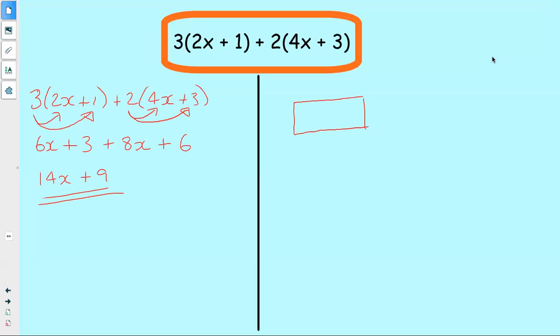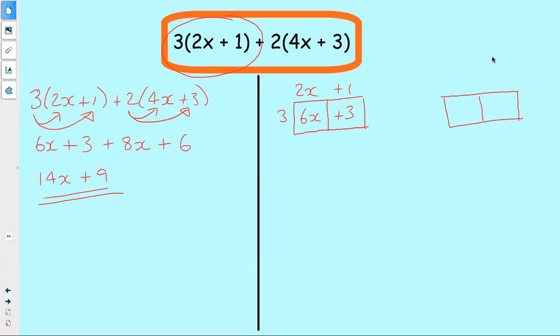Just do a little box here and do the first one first. So 2x up here and positive 1, and I'm multiplying by 3. So 3 times 2x is 6x. 3 multiplied by positive 1 is a positive 3. And then just repeat that box method over here for this second part.